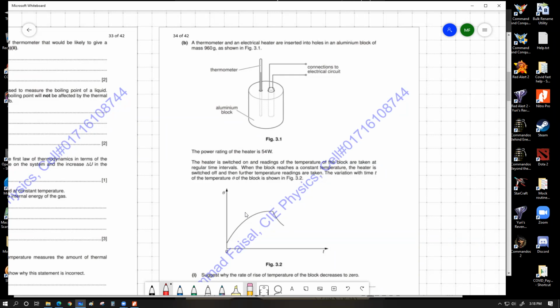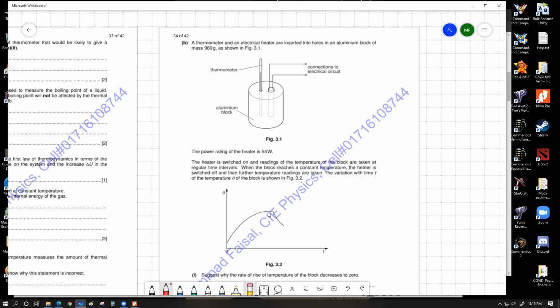So this is what is happening. We have a temperature versus time graph. The scale is not given, but the question says that we are recording the temperature at regular time intervals, maybe per second, maybe per minute. We're starting from room temperature, that's why it's not having a 0 point. As we start the heater, the temperature of the block, which is read by the thermometer, slowly goes up. And as the object becomes warmer and warmer, it starts to lose heat to the atmosphere more rapidly.